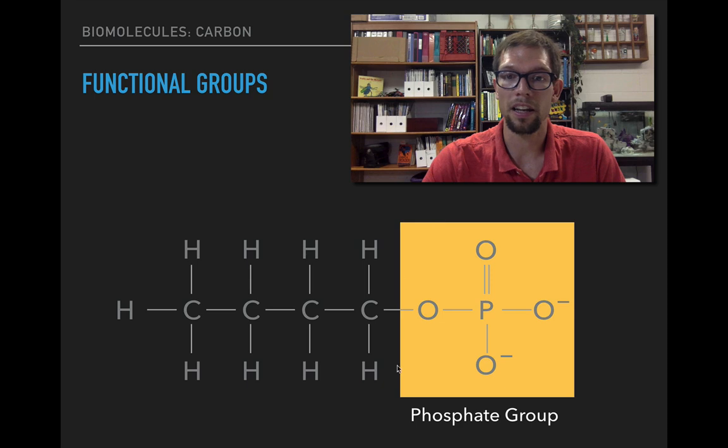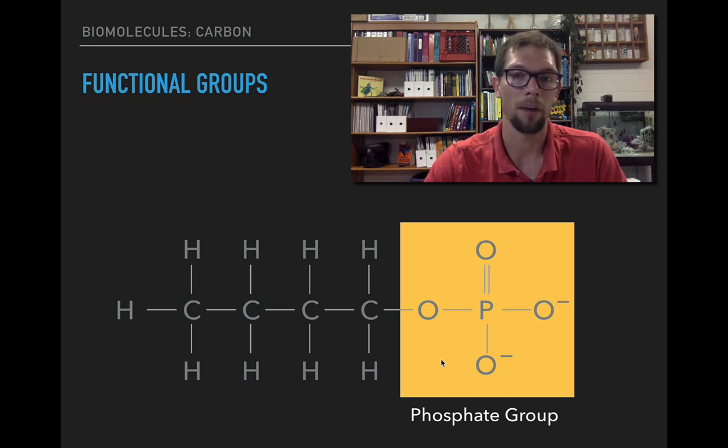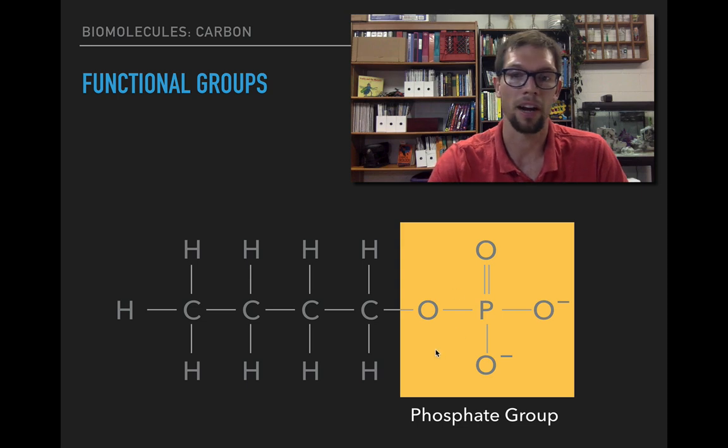And then finally, another one that is important is the phosphate group. So this is a phosphorus with 4 different oxygens coming off from it. Important in the nucleotides. It's an important modifier in proteins as well. So we'll see this in a variety of places throughout the macromolecules.